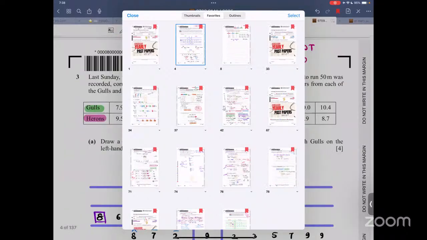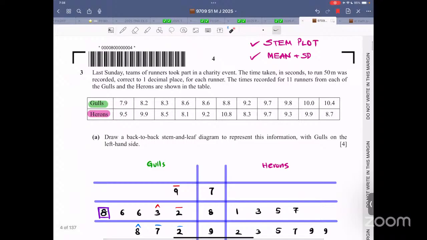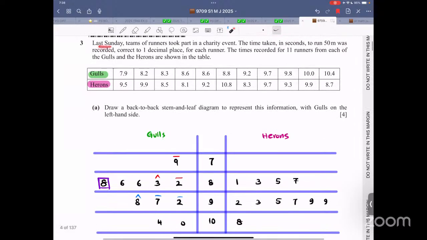Let me remove it. Now the next one is about the stem plot and mean and standard deviation. Both these things are part of representation of data, descriptive statistics. That's another name for it. Now it says last Sunday, a team of runners took part in a charity event. The time taken in seconds to run 50 meters was recorded correct to 1 decimal place. The times recorded for 11 runners from each of the 2 teams, gulls and herons. I have labeled the gulls with a green color and the herons with a pinkish color. So now these are the 2 teams.